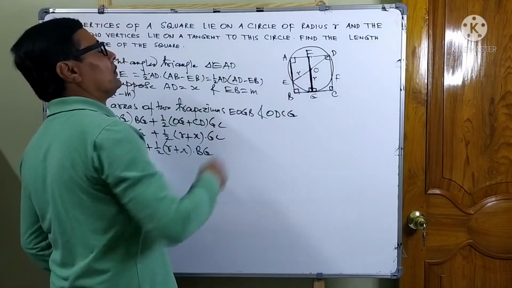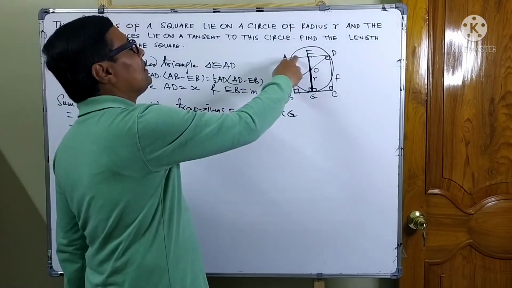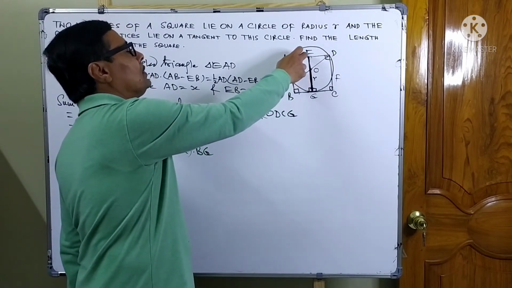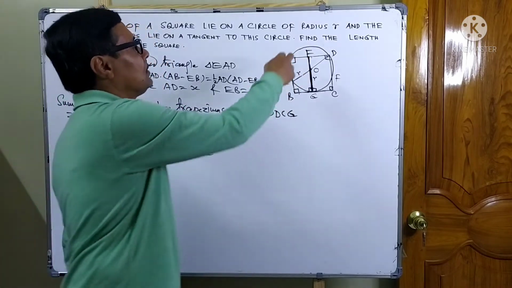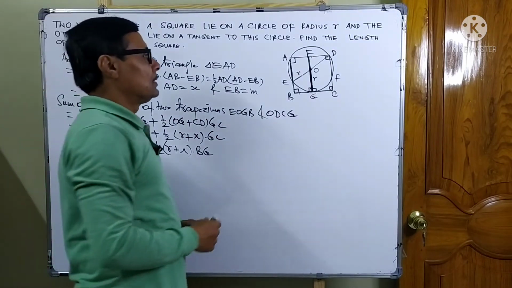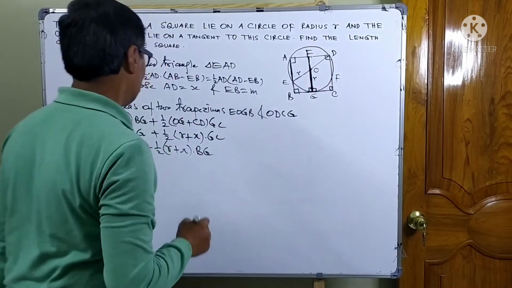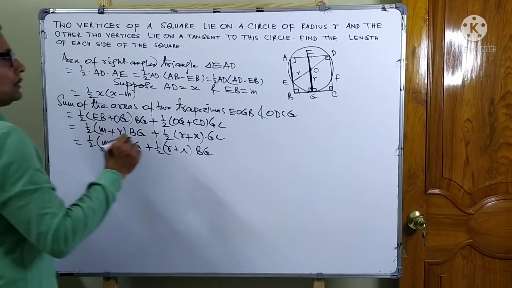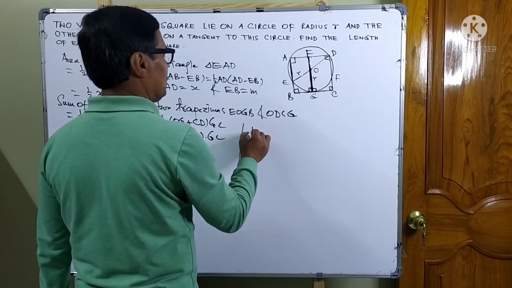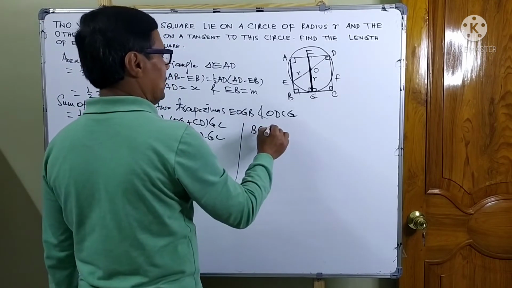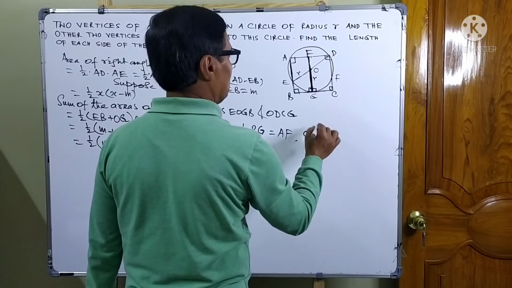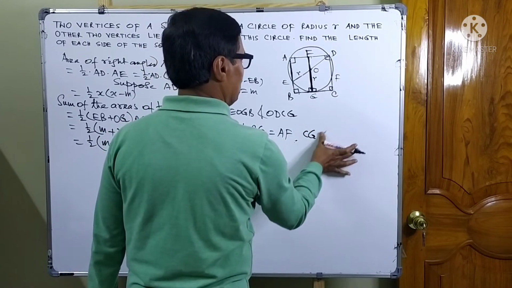Here also OF is perpendicular to the chord of this circle. O is the center, a perpendicular drawn from the center of the circle to its chord. This perpendicular bisects the chord. That is, OF bisects AD. So, we can say that BG equal to AF and CG equal to FD.